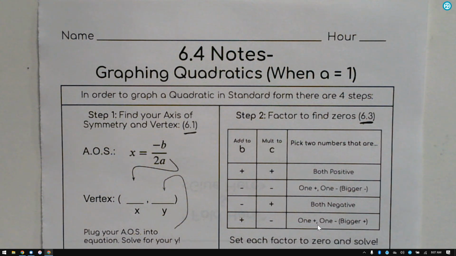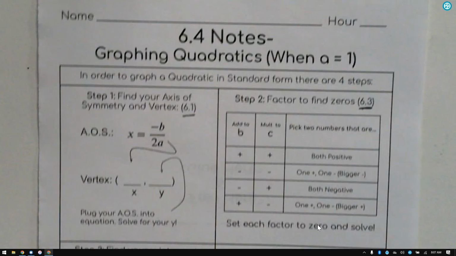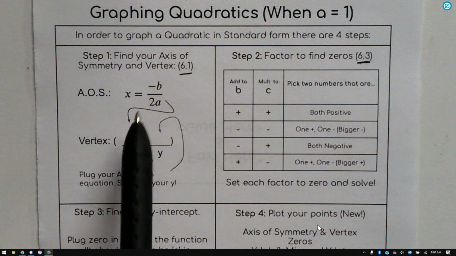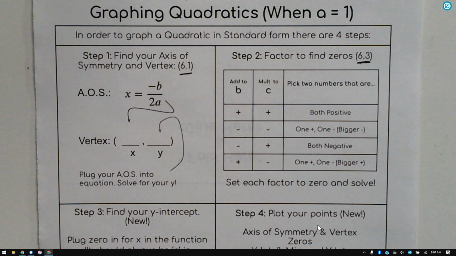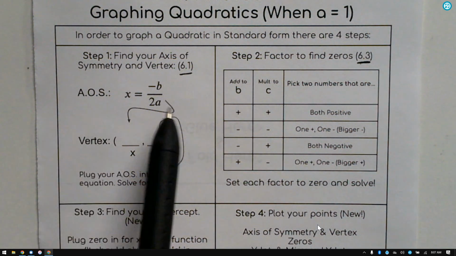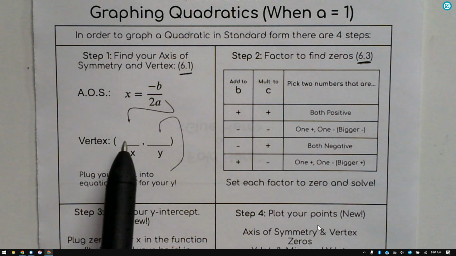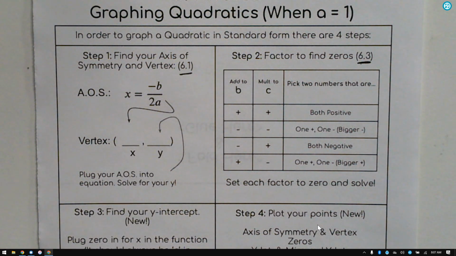Today is that day. So step 1 is to find your axis of symmetry and your vertex. This is exactly what we did in 6.1. We're going to do x equals negative b over 2a. That is our formula for finding our axis of symmetry always. I abbreviated axis of symmetry to AOS, just space. Once we figure out our x value, that is also the x value of our vertex. So we plug that in and solve for the y of our vertex. So we're going to move down to our first example.